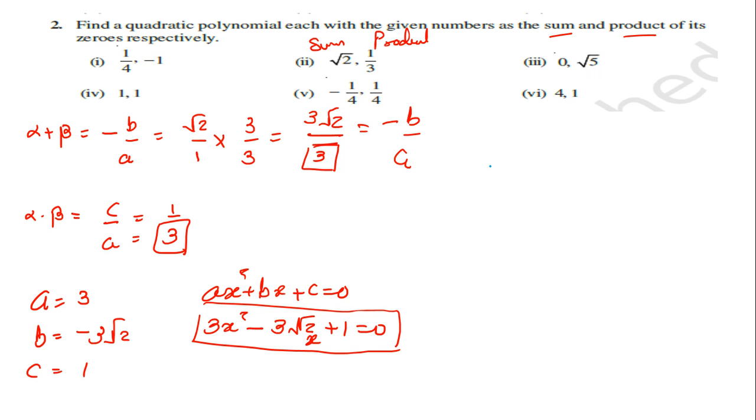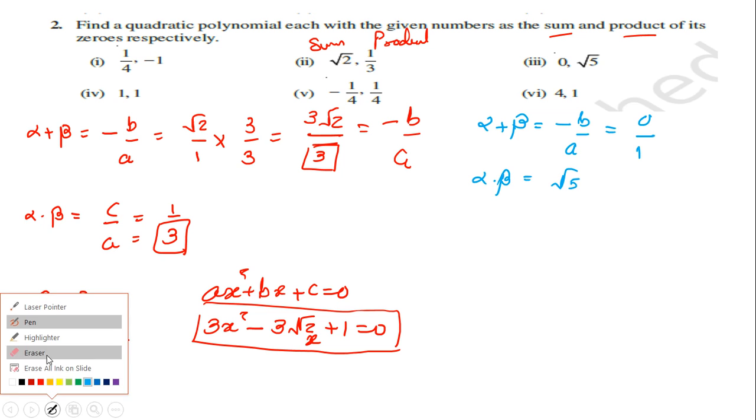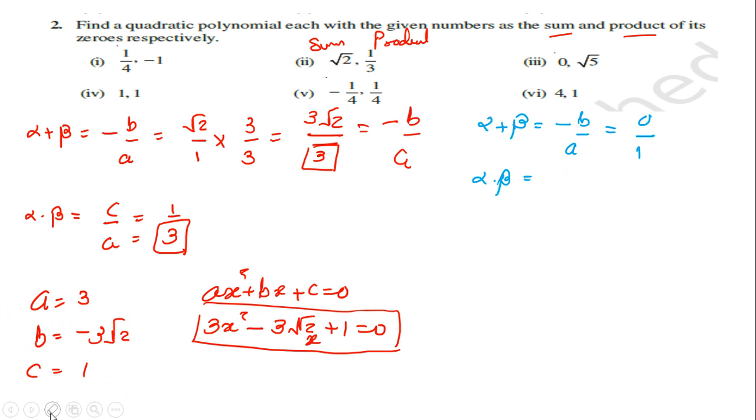Let me take the third question. So alpha plus beta, now by this blue pen I'm writing, that is the third question. Alpha plus beta is equal to minus b by a, that is 0 by 1, okay, because in the denominator nothing, so that is 1. And alpha into beta is equal to, because that is root 5, sorry, that is c by a, so that is root 5 upon 1. So here the denominator is the same, here a is equal to 1, here also a is equal to 1.